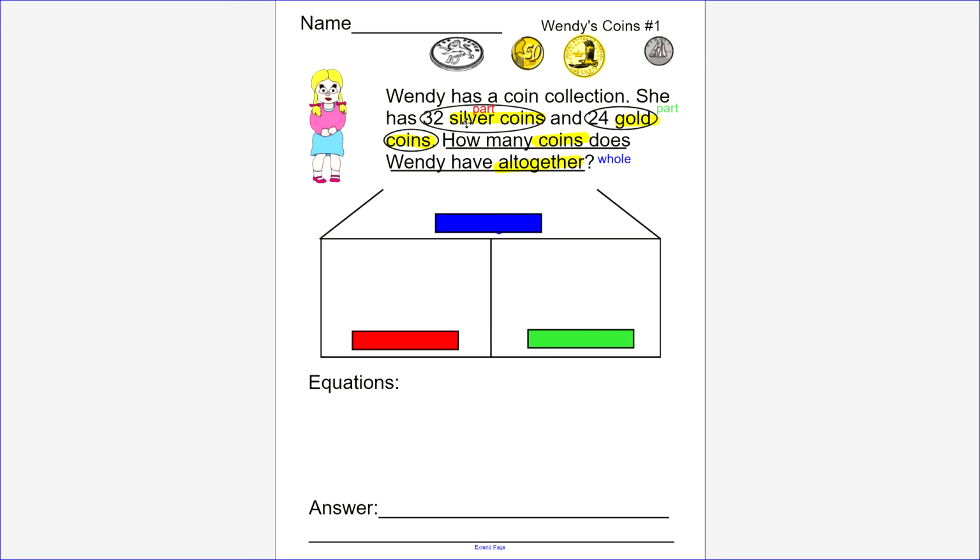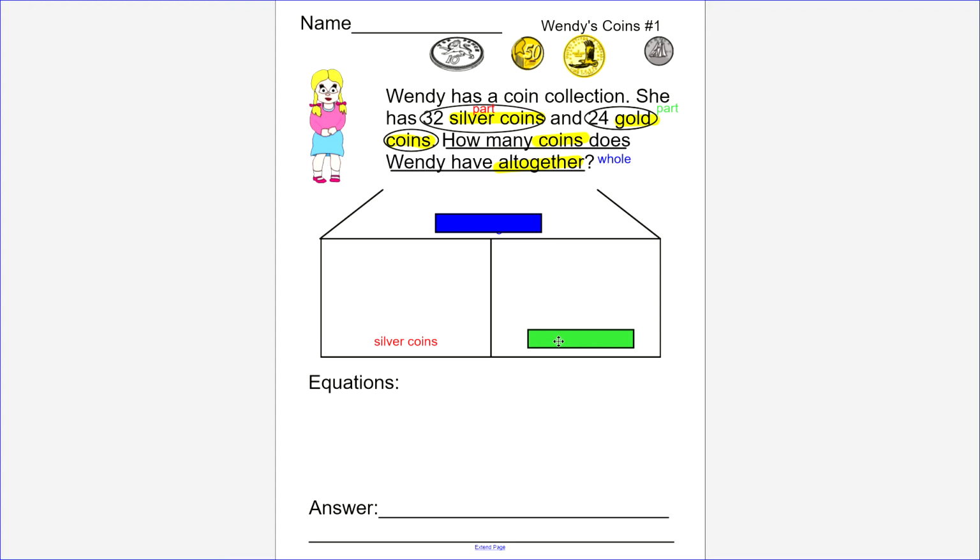We know that 32 silver coins is one of the parts. What words should I use to label this part? I'm going to use the word silver coins because that is what this part is. Think about the other part, 24 gold coins. What would we label that?